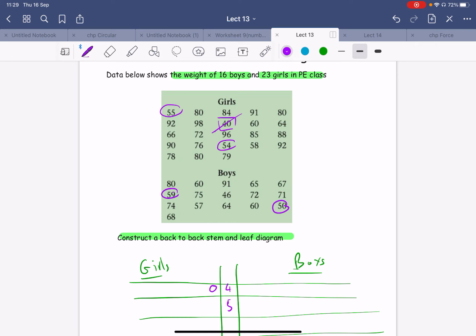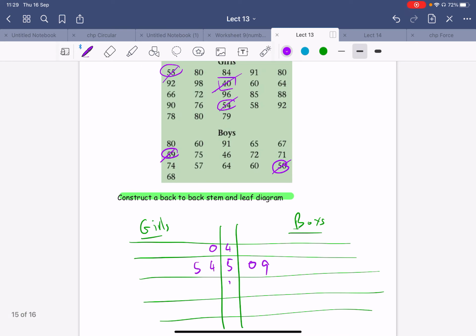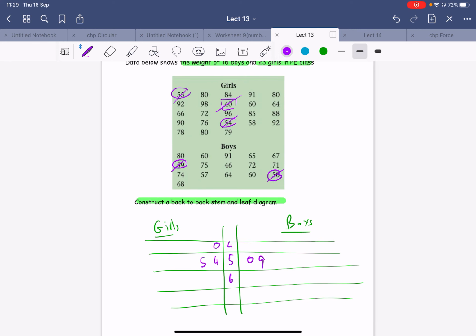Okay, let's see the girls. We have 54, 55. Any more? Nope. So we put 5 here. For the girls, it's going to be 54, then 55. For the boys, 50, 59. And then you can just keep on doing that for the 6 as well. All right, so this is how I can fill my stem and leaf. This is called a back-to-back stem and leaf diagram.